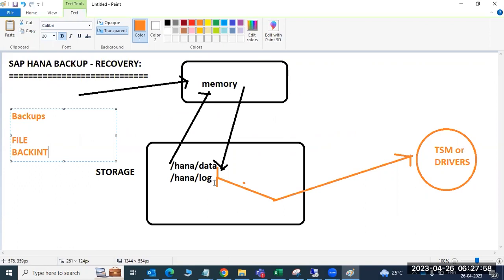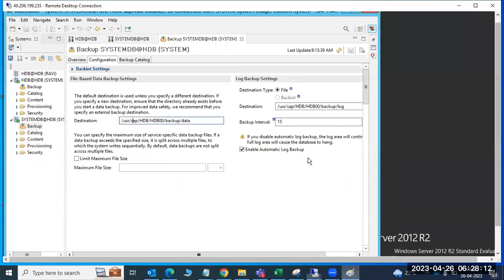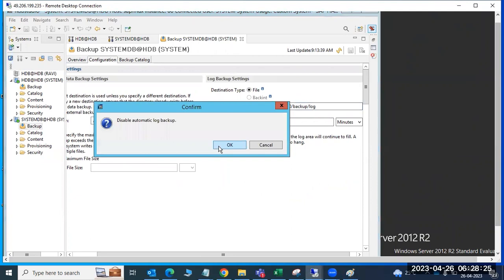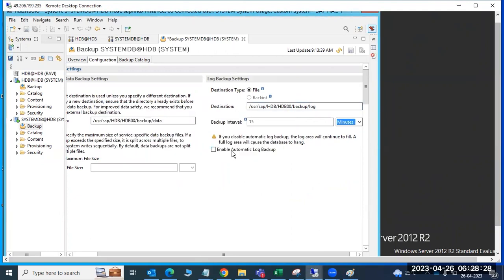What about the log folder? The changes about the data, what changes are going to happen, whether committed or non-committed, all these kinds of logs will be stored in the log backups. That's why the log backup happens automatically every 15 minutes. If you disable it, what happens? Your file system gets full, because the log backup will not happen. We can disable or activate it, but in real time it will be enabled. The log backup should be enabled because we want to do point in time recovery.